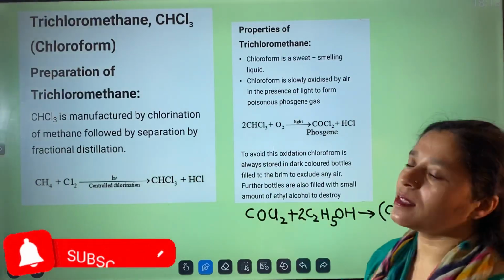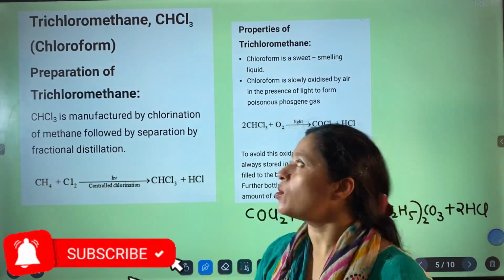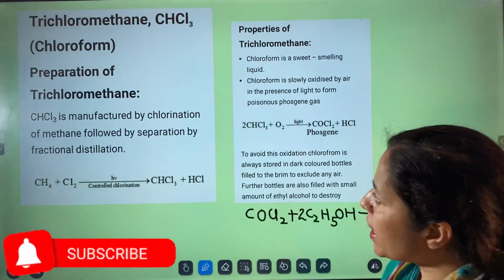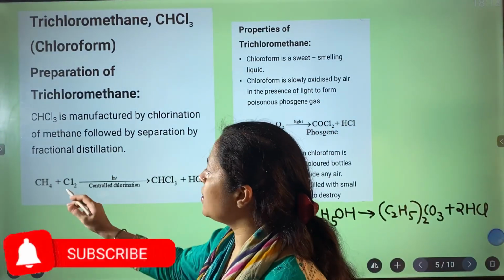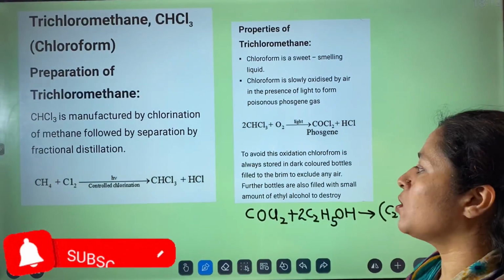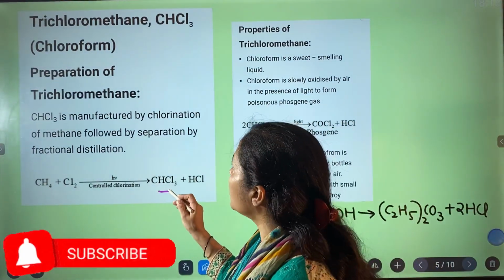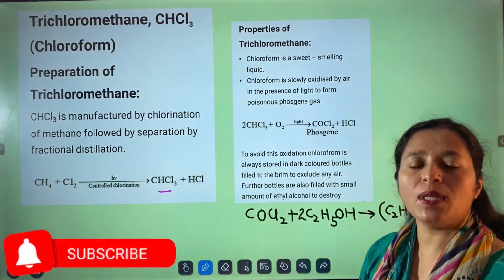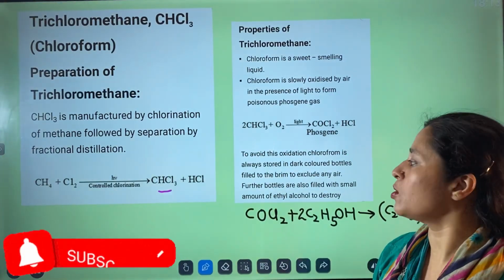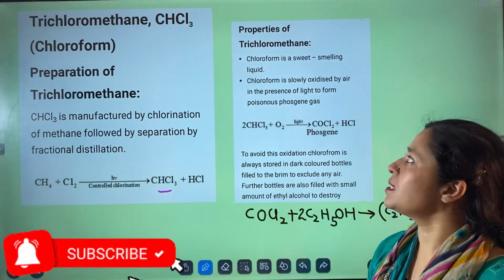The next one is trichloromethane, students. Trichloromethane is also prepared by the reaction of methane with chlorine, as I have told you before also. And in this way we have got trichloromethane. Actually, the common name of trichloromethane is chloroform. You are much familiar with this term.